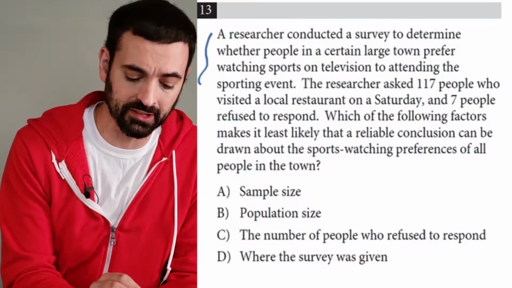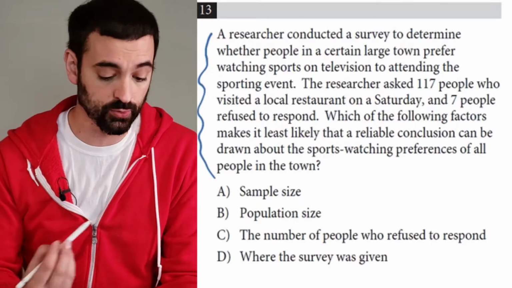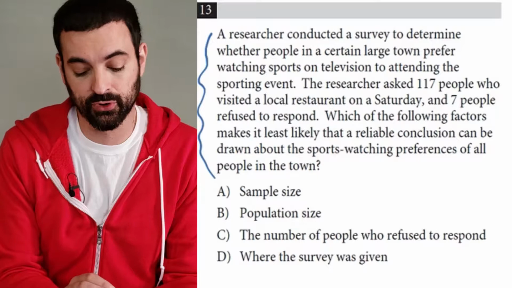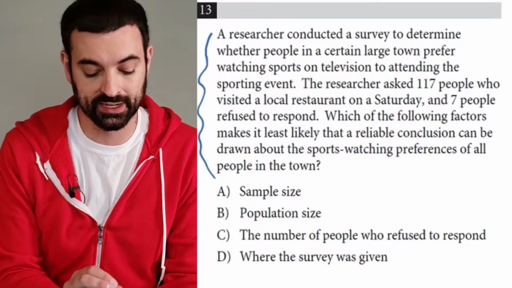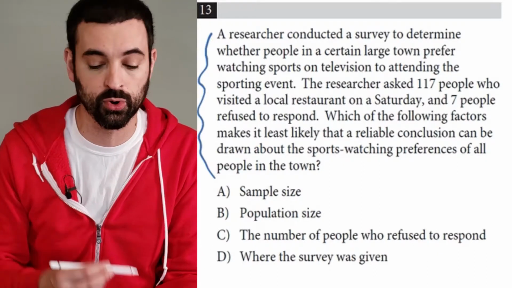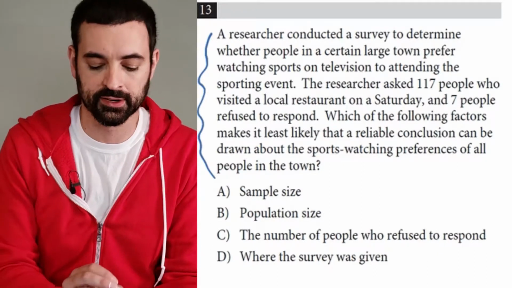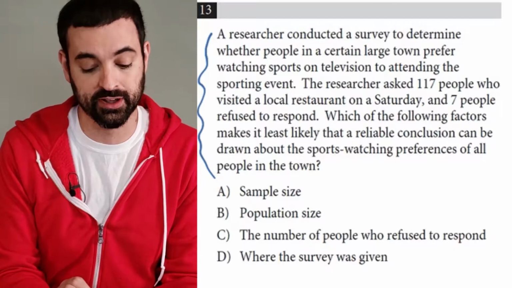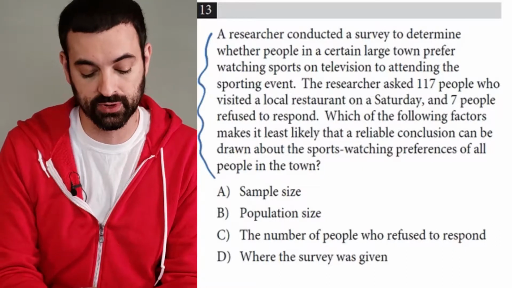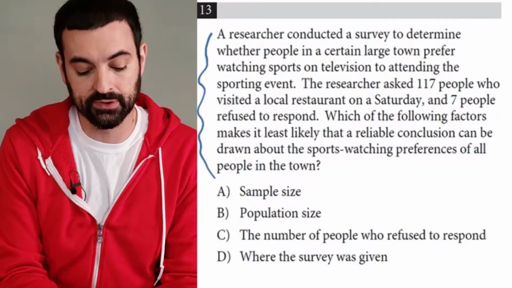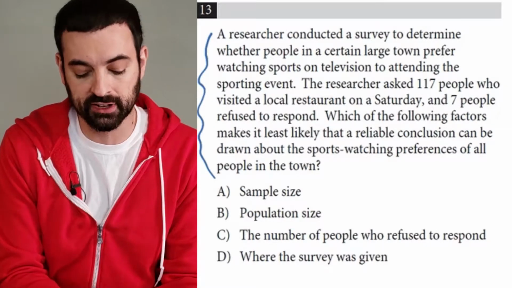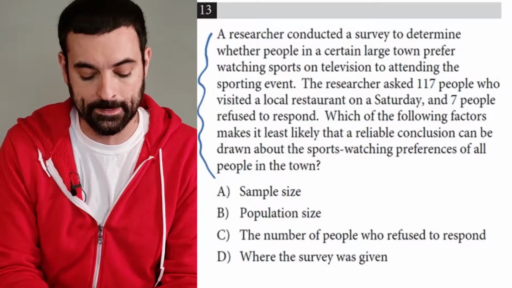Right away, we see this is a lot of reading, right? A researcher conducted a survey to determine whether people in a certain large town prefer watching sports on television to attending the sporting event. If it's college football, you're better off going to the event. Everything else, stay at home or go to a restaurant. The researcher asked 117 people who visited a local restaurant on a Saturday, and 7 people refused to respond. Which of the following factors makes it least likely that a reliable conclusion can be drawn about the sports watching preferences of all people in the town?